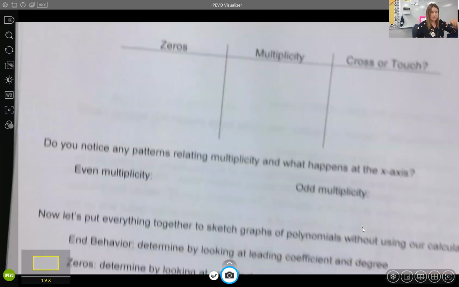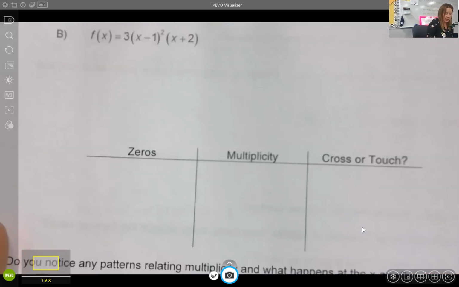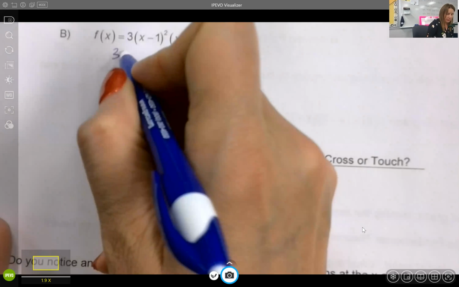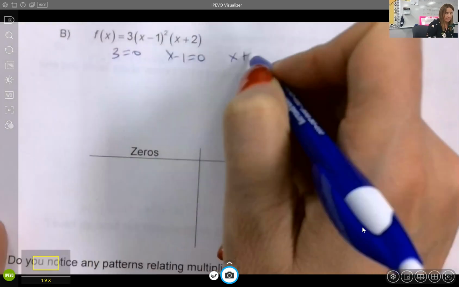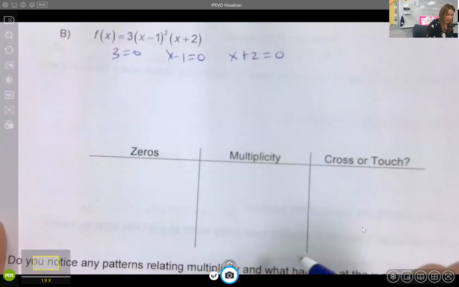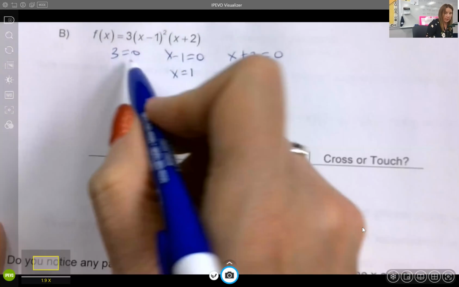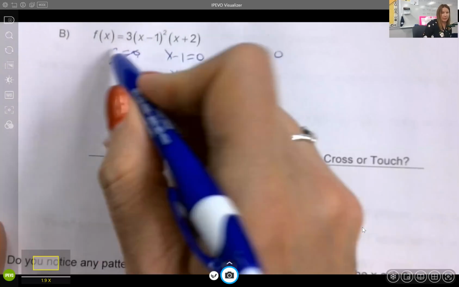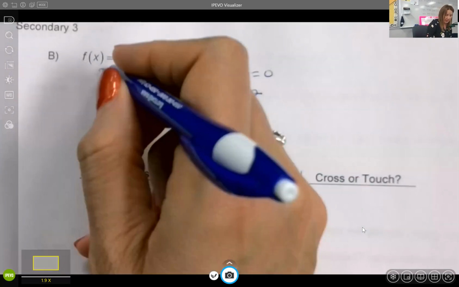We have a couple of practice ones of these. Okay. So here's another one. Remember, each part is equal to 0. So here I get x equals 1 and x equals -2. 3 does not equal 0, so I'm going to ignore the 3. The only reason why 3 matters is because it's positive.